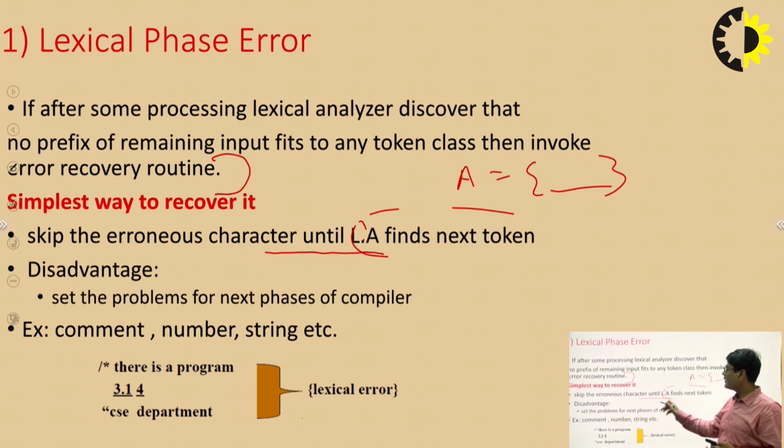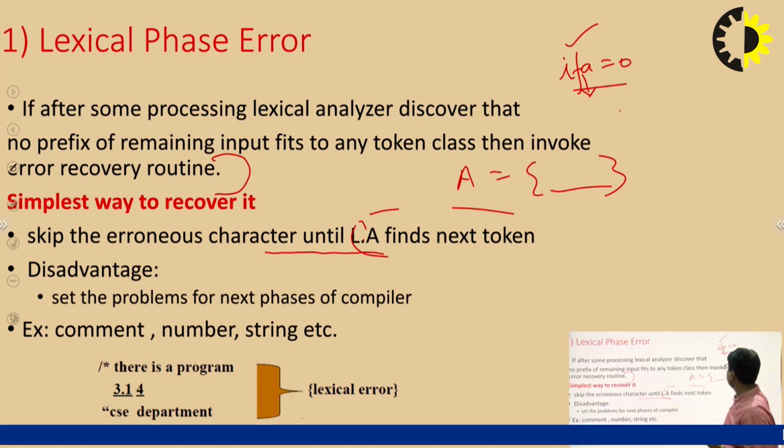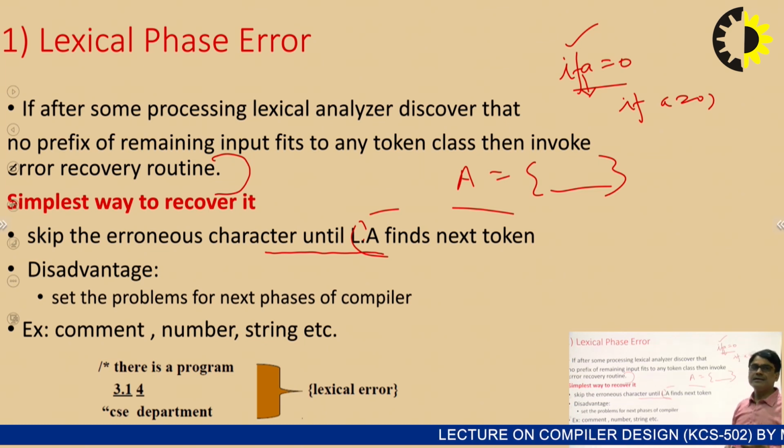Whatever the erroneous character is, suppose you are writing "ifa = 0" as code. You have mistakenly not put a space between if and a, because if is a keyword and a small a is an identifier. So this is a kind of error. Whatever mistake you have made, you have to correct it and write it in the proper form. That is basically called recovery from lexical error.